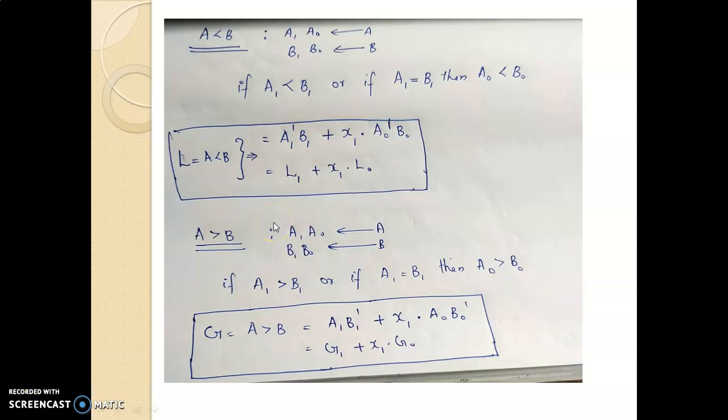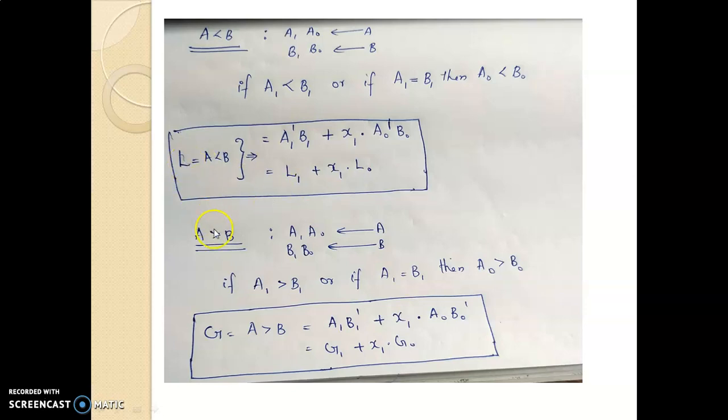In the last video we were discussing the 2-bit magnitude comparator, and we have seen that your less-than pin L can be 1 when A is less than B. So when will you say that A is less than B? When A1 bar B1 plus X1 dot A0 bar B0. Here A1 bar B1 can be called L1, and X1 dot A0 bar B0 can be called L0. So that is the equation for your L.